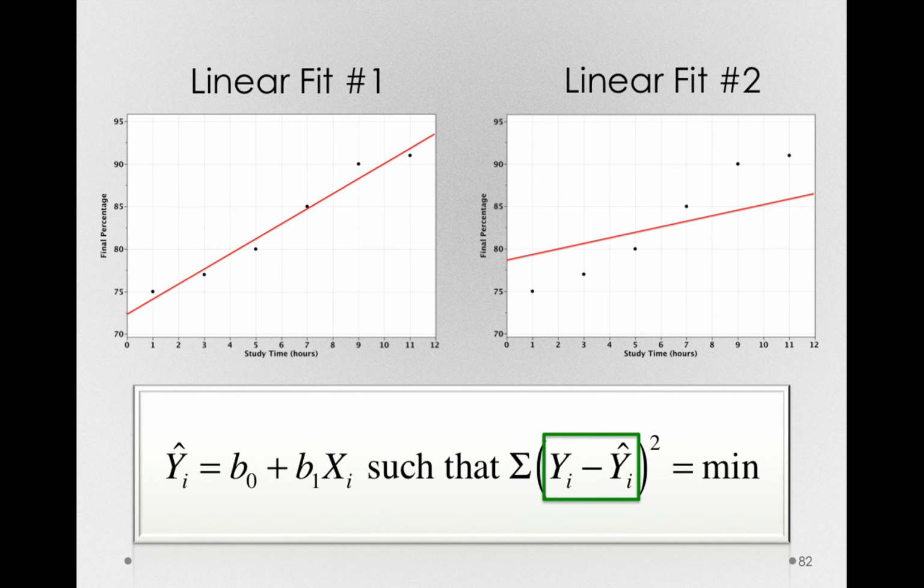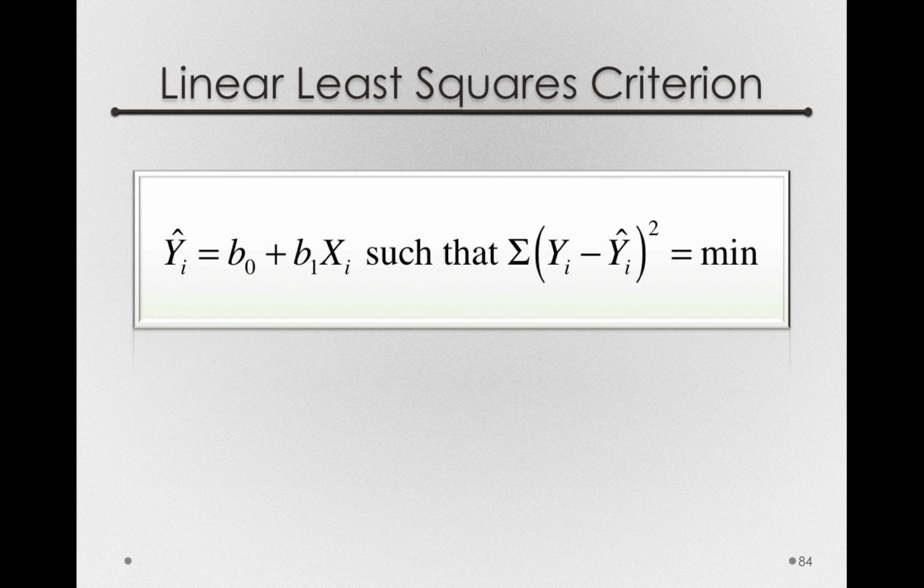So if we actually look at this component, the y i minus the y hat i's, the deviations or residuals in our model, what our linear least squares criterion is telling us is that we want a model that minimizes the squares of these deviations. So on the left, we can see that we'll have a much smaller sum of squared deviations than the linear fit on the right. So this linear least squares criterion actually asserts something relatively straightforward about what is the best fitting line. The best fitting line is simply the line that minimizes the sum of the squared residuals, or in other words, the line that gets closest to the points in squared space.